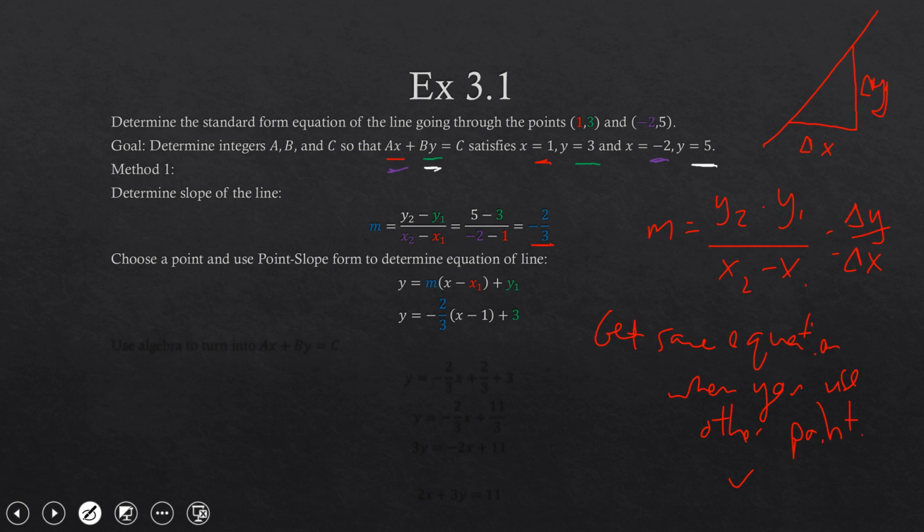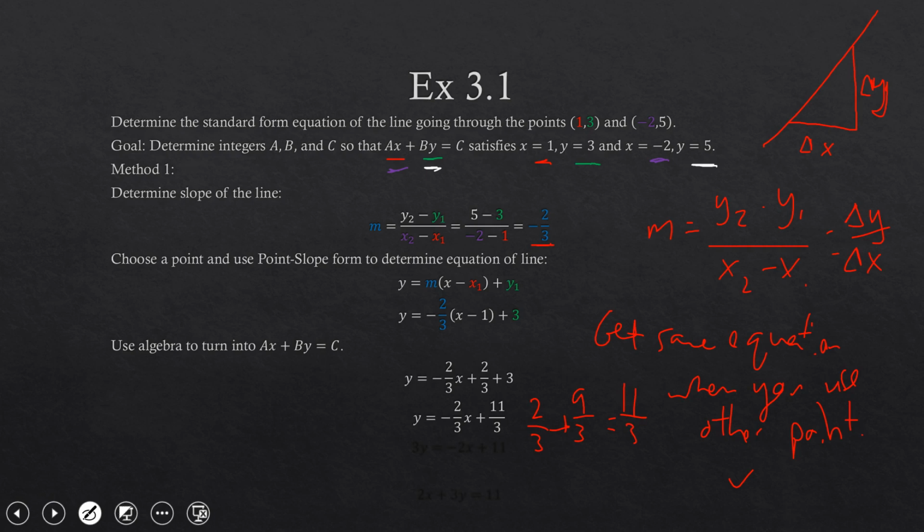Alright, so now we're just going to use algebra to turn this into our ax plus by equals c, where all three of those numbers are integers. There's a lot of ways you can do this. I just distributed this -2/3 in, and that gave us -2/3 x plus 2/3 plus 3. Do a little bit of work to combine fractions here. 3 is equal to 9/3. So we have 2/3 plus 9/3, which is 11/3. And that -2/3 x is still there.